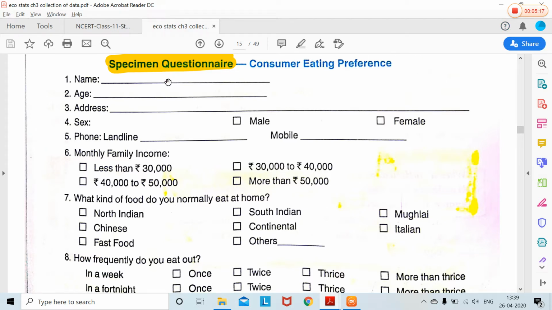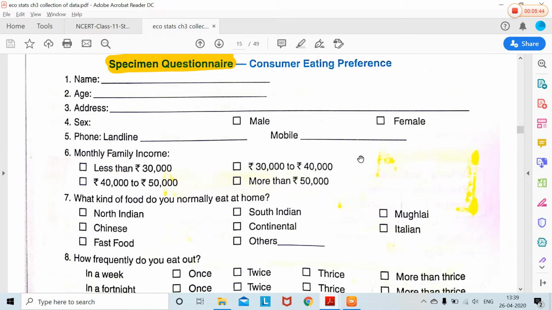In the first few questions, you will always ask about the personal details of the consumer, like name, age, address, sex, whether male or female, phone, landline number or mobile number. You can ask both, or you can just simply write mobile here. Then monthly family income. Please make sure that you give the right options. Less than 30,000, 30 to 40,000, then 40 to 50, and more than 50.